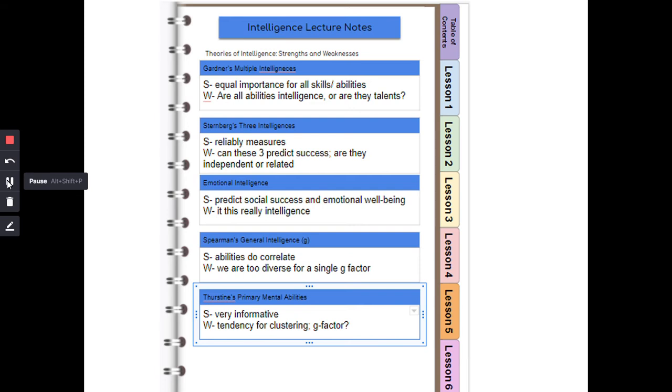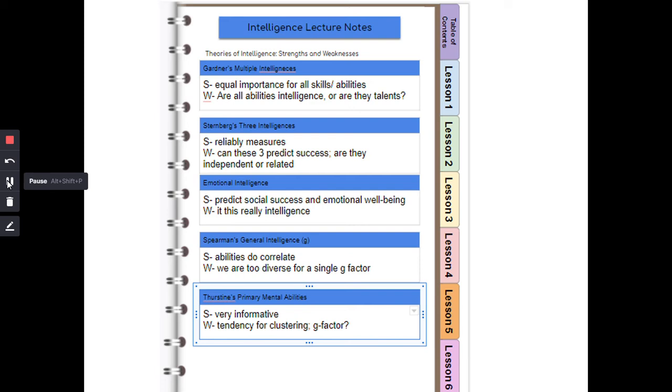All right, so Gardner's multiple intelligences, a strength with that is that every single ability or skill is of equal importance. There's not really one that's viewed as better than the other. Weakness, when you look at this: are all abilities considered intelligence, or are they more considered talents? Okay.